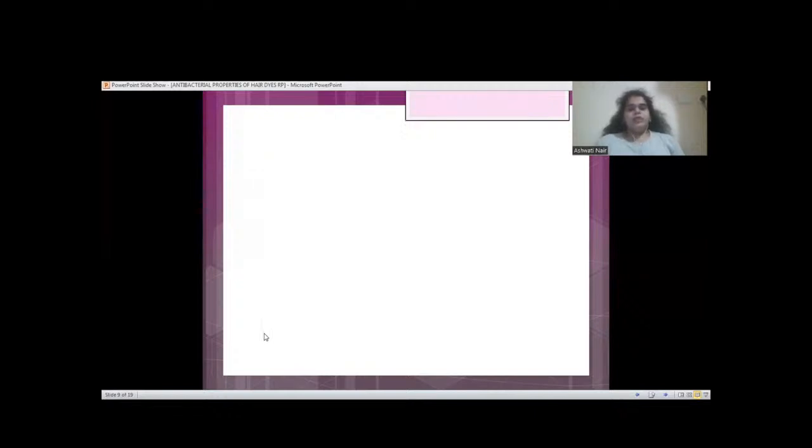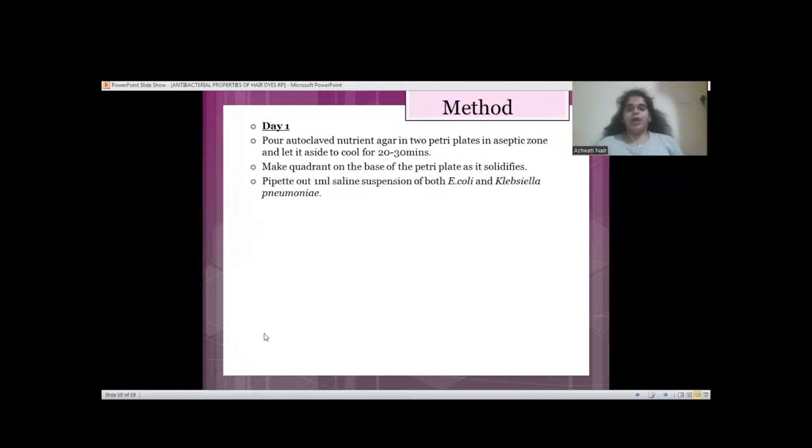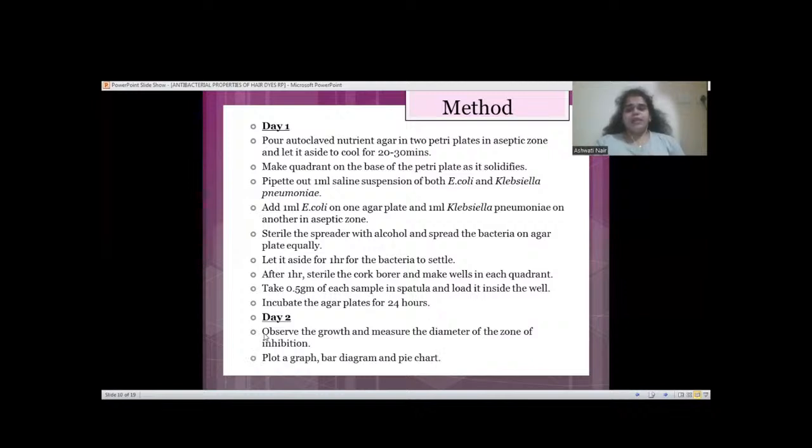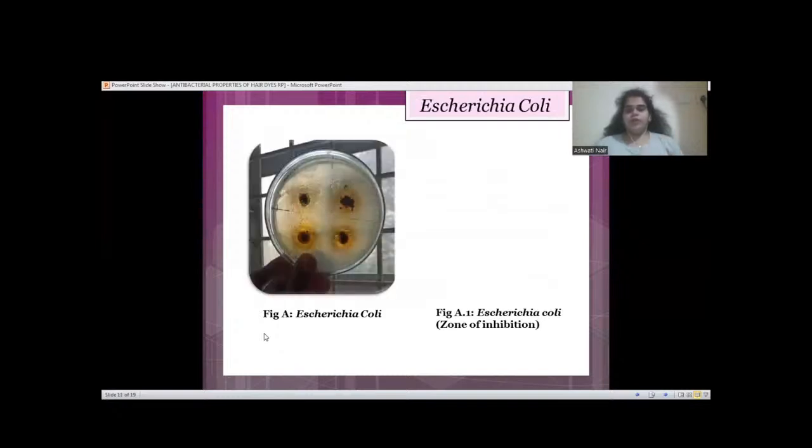1 ml of saline solution was pipetted out of both E. coli and Klebsiella pneumoniae and was poured into the agar in an aseptic zone. Then it was spread equally to all sides with the help of a spreader and left aside to settle for 1 hour, and later the wells were made with the sterile cork borer in each quadrant. Later the samples were added to the wells with a spatula and incubated for 24 hours. After incubation, a zone of inhibition was observed in both agar plates.